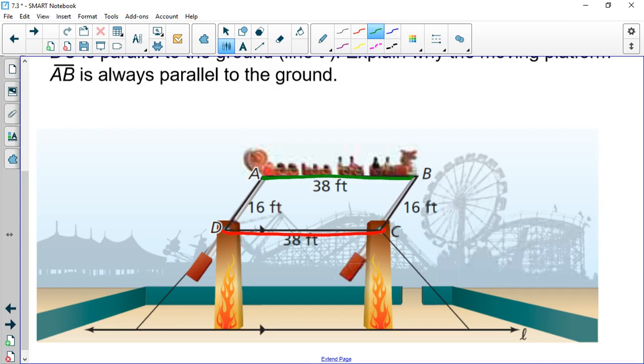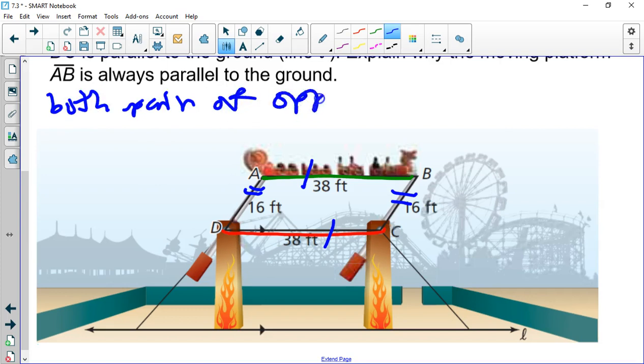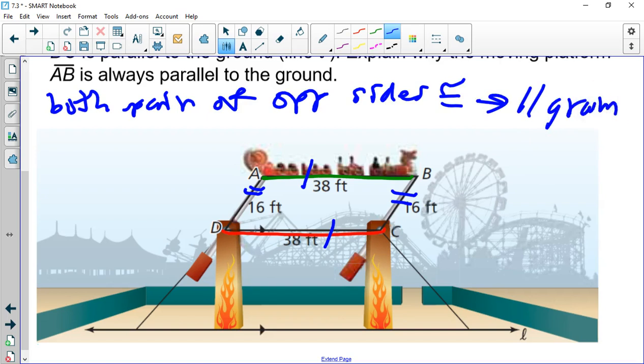Well, we know that because those opposite sides are equal, and those opposite sides are equal, and since both opposite sides are equal, they're congruent, that means we have a parallelogram. That's it. Since opposite sides are equal, we have a parallelogram. And therefore, AB is parallel to DC, which is parallel to the ground.